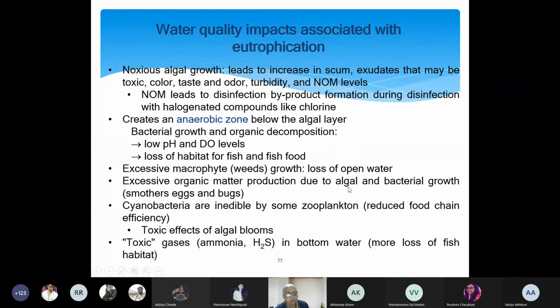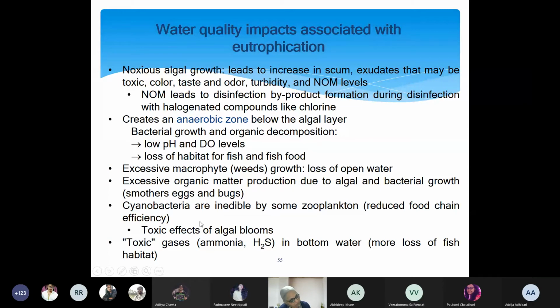Then we have cyanobacteria, which are also algae. They're actually bacteria, but they're photosynthetic, so let's call them photosynthetic bacteria. Some of them are inedible by zooplankton. These zooplankton are the small organisms, some of them not visible to the eye, but some of them are. These are the organisms that feed on phytoplankton. So some of the zooplankton find it difficult to eat these cyanobacteria if they happen to be toxic. That is one effect. And some of the algae are actually toxic, as I mentioned in the first point.